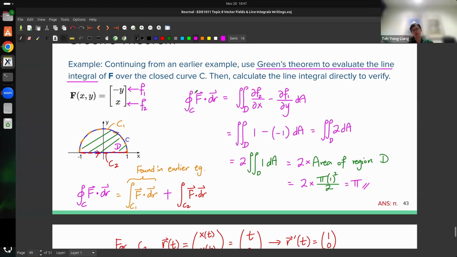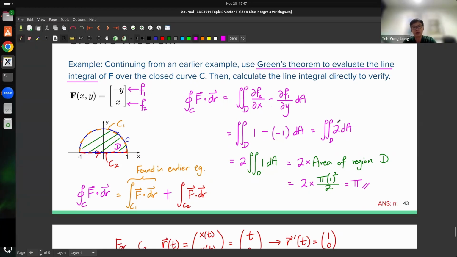Of course, you don't have to worry about this, because in the exam the question will tell you to directly compute the integral or use Green's theorem. So you don't have much of a choice; you just follow the instructions. I'm just telling you practically. But in this case, you can see that Green's theorem is much easier because this derivative is very simple.